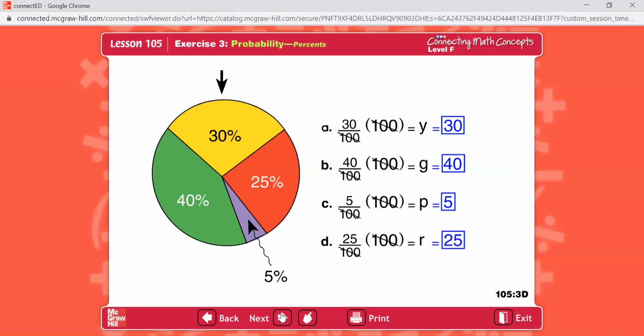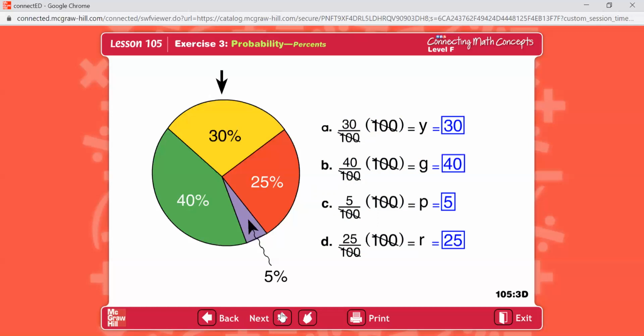I'll read each question. You'll tell the answer. Question A. If you take 100 trials, about how many times would you expect the spinner to stop at white? The answer, 16 times. Question B. If you take 100 trials, about how many times would you expect the spinner to stop at brown?